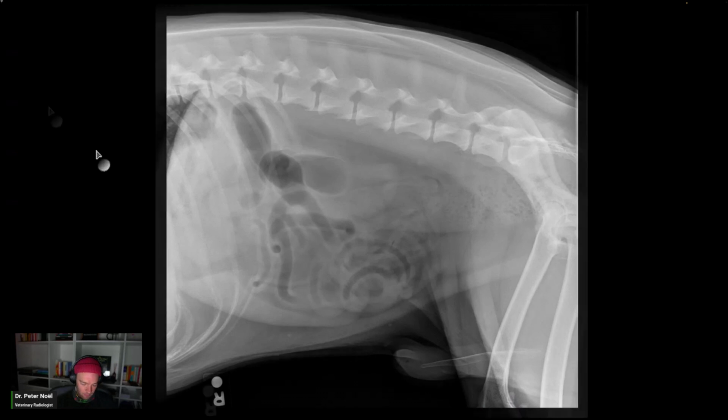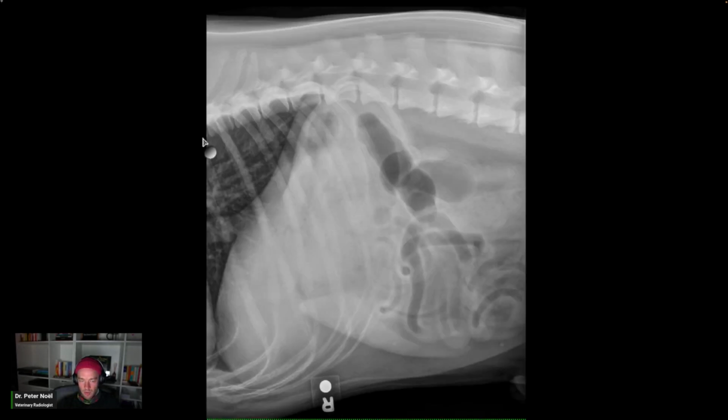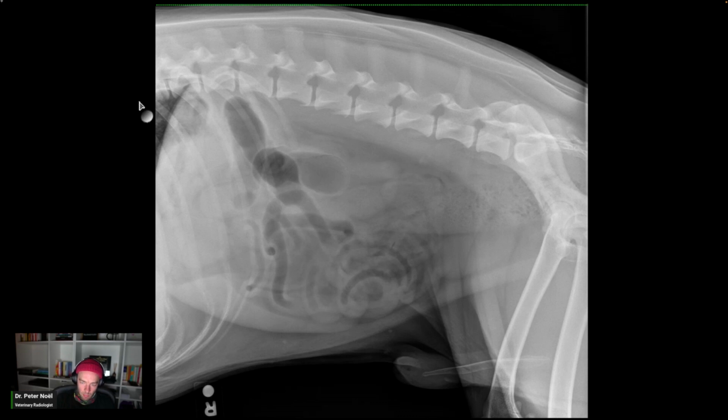Here we go. I remember starting out, it was always annoying when they split them up. Stressed me out, but you kind of get used to it for some of these larger breed dogs. But this is probably a good view because it's got most of the abdomen.